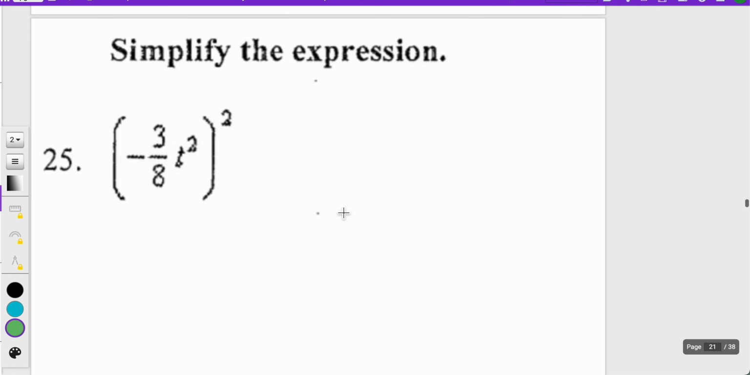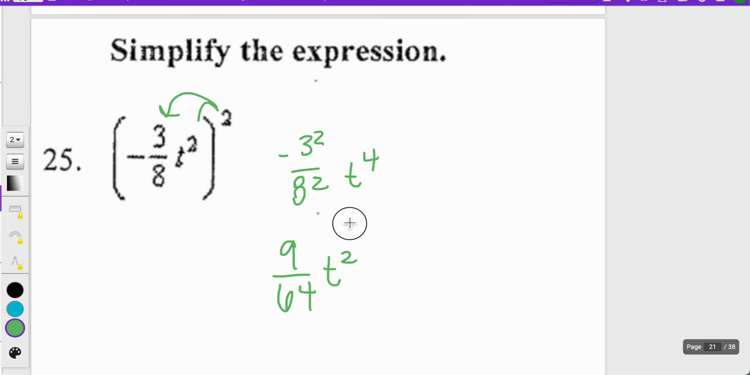Okay. Here everything gets a 2. So negative 3 squared, 8 squared, and t to the 4th. That would be 9 over 64, t to the 4th. Oops.